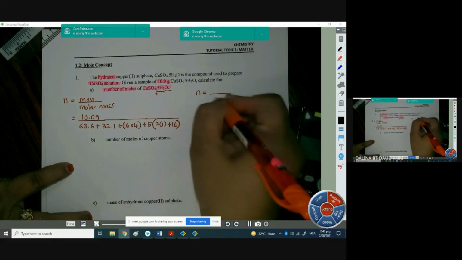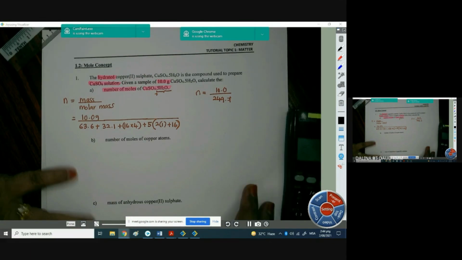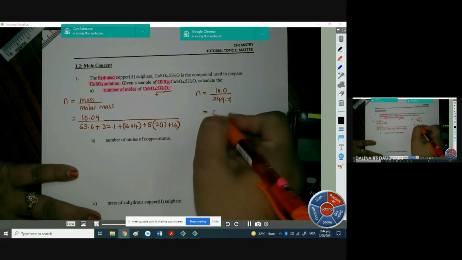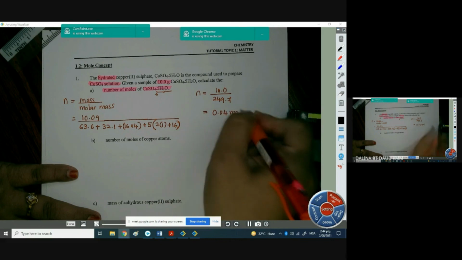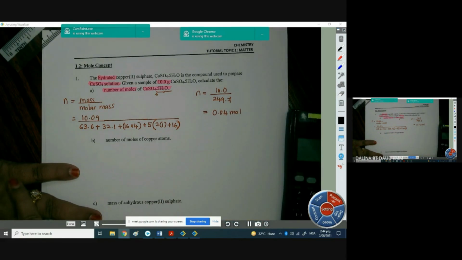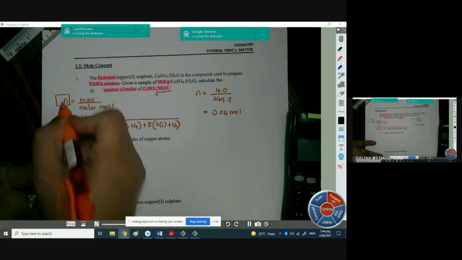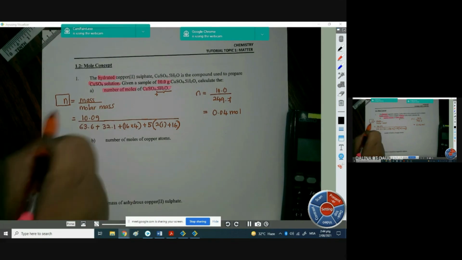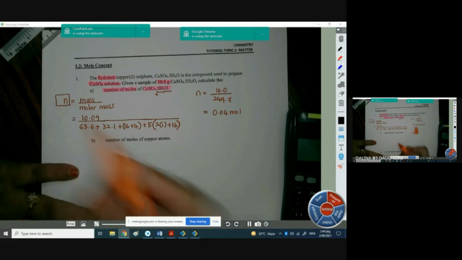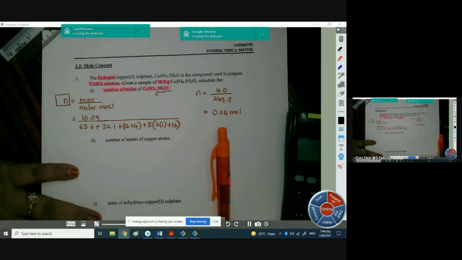10.0 divide 249.7. Who answered first earlier? Later double check where it went wrong. Okay, so you will get the answer 0.04 mole. In terms of writing, please make sure you write down the initial item that you want to find, which is mol. Write the symbol or spell it out. So mol equals mass over molar mass. In terms of marking, for this you will get 1 mark, and the final answer you will get 1 mark.